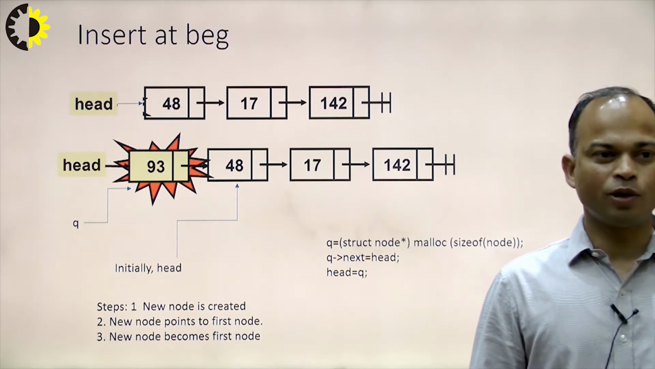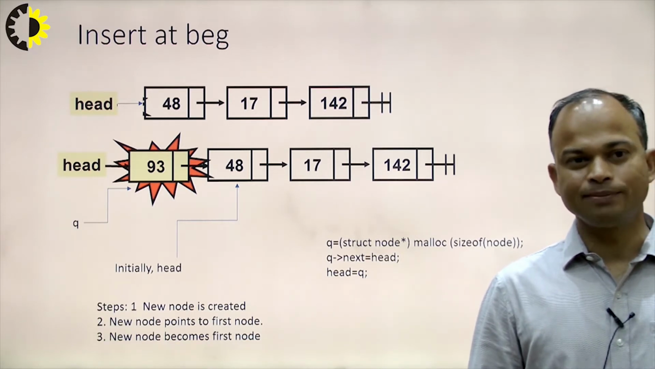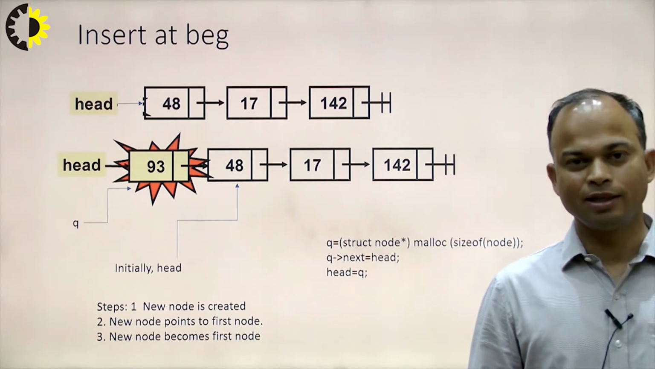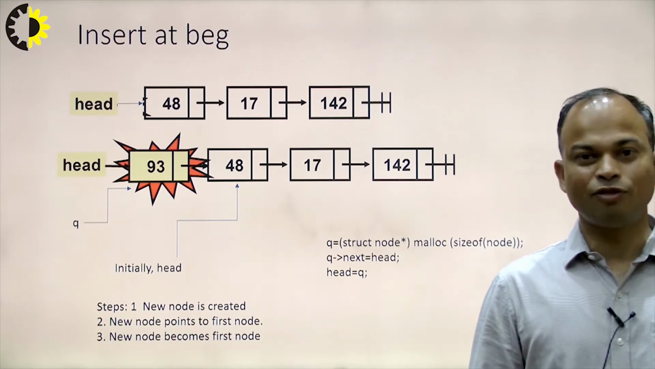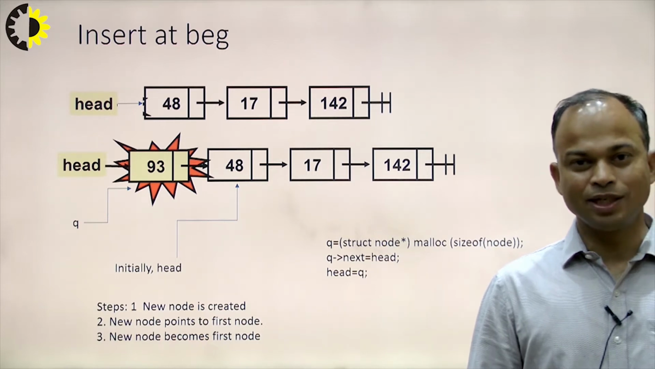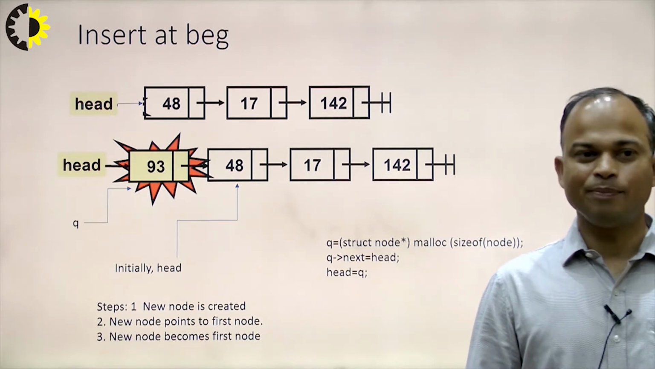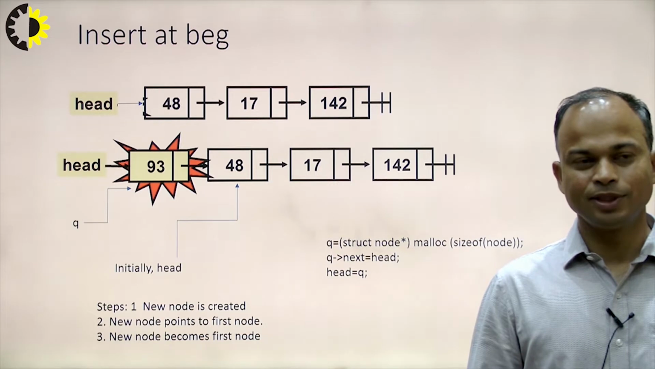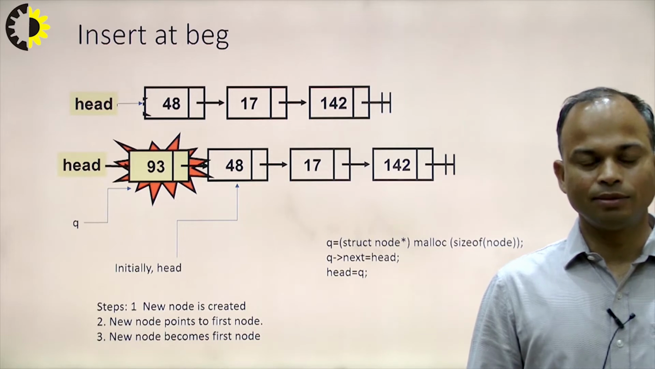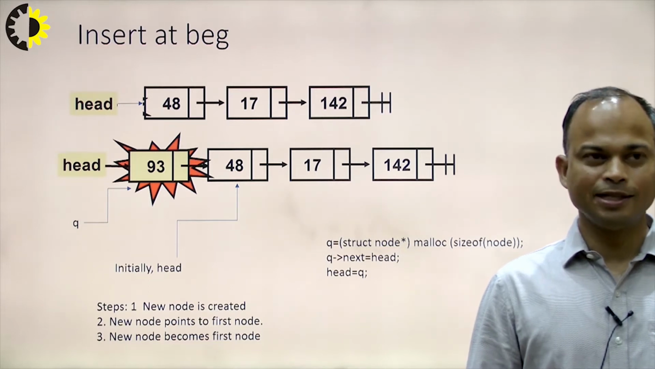So we first create a node, and the address of this node is assigned into the pointer. This pointer is q, and we need q arrow next equals head, because head contains the address of the previous first node. In this way q becomes the new first node. Therefore, we need to change the value of head, and we put head equals q. If we observe the second diagram, the node with value 93 becomes the first node. So in this way we can implement insert at the beginning.